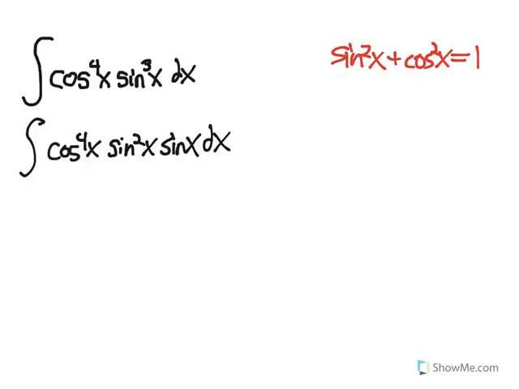Now we should be able to change our sine squared x, and if you had more than just the one, you would do it for all of them. Change our sine squared x into 1 minus cos squared x.